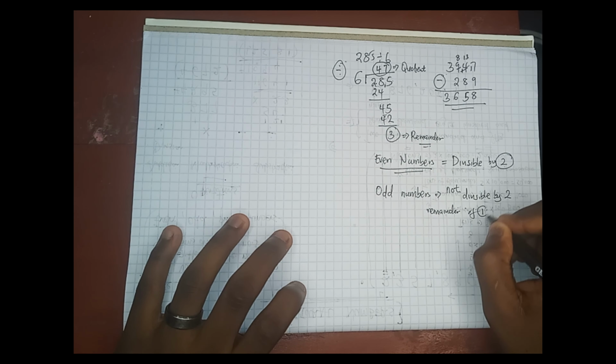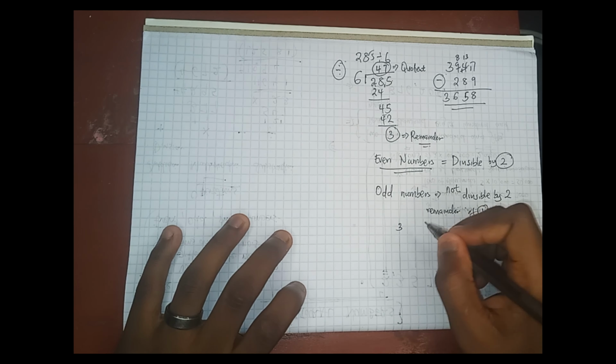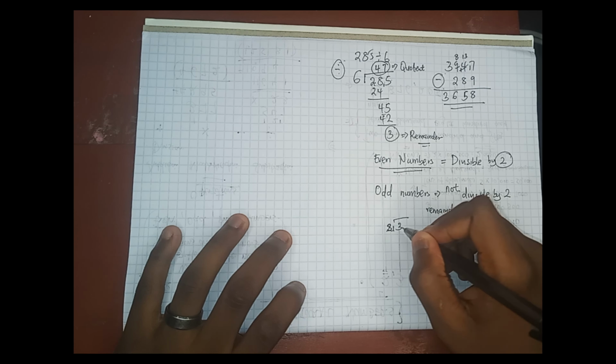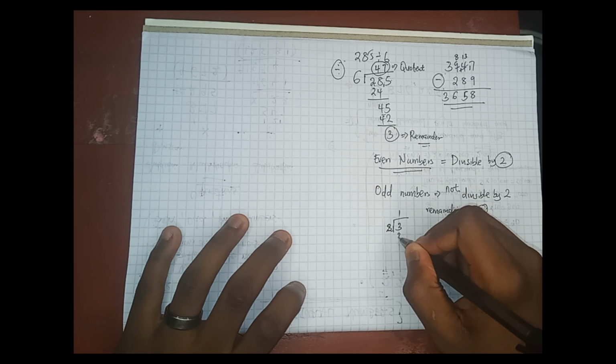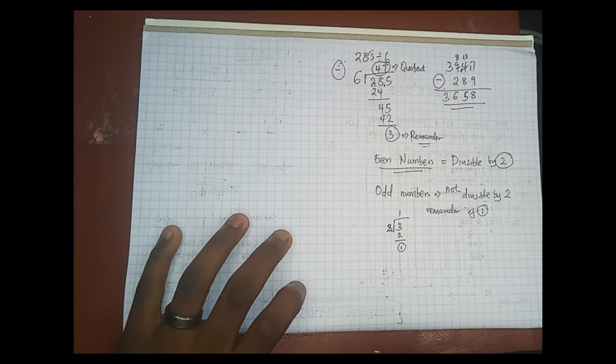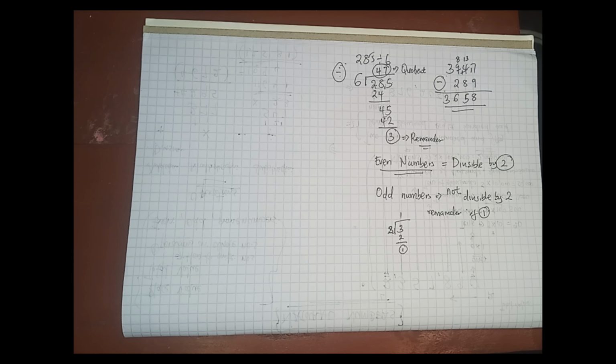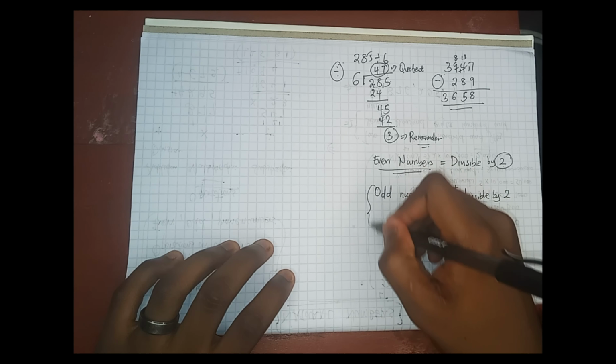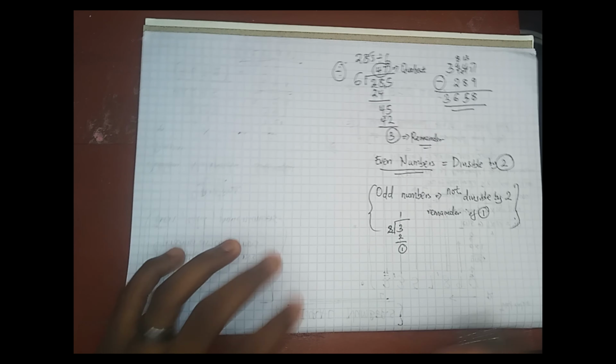of 1. Now, like 3, divide 2 and 3, or divide 3 by 2, 1, remainder 1. So when you divide an odd number by 2, the remainder is always 1. So basically that's it. So it's like a test for odd numbers.